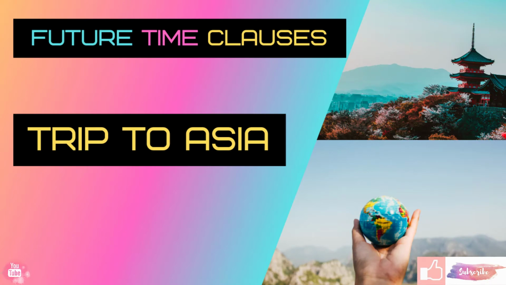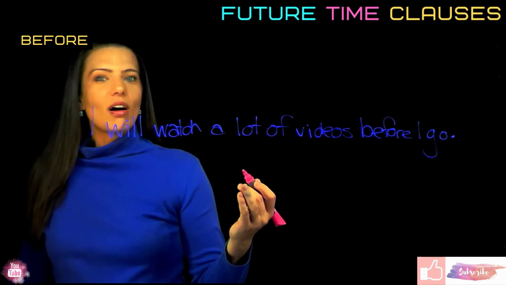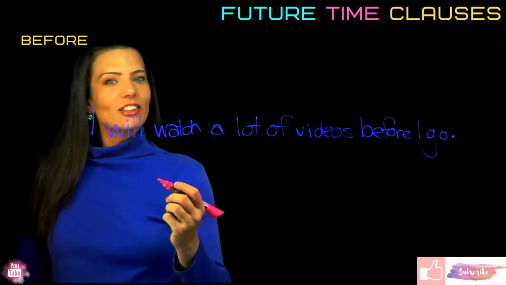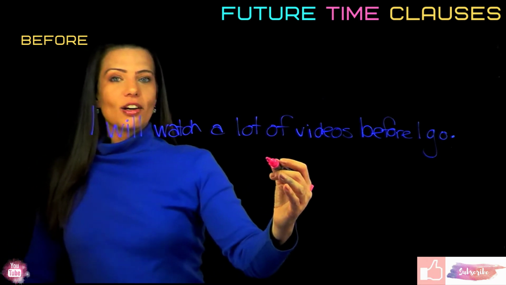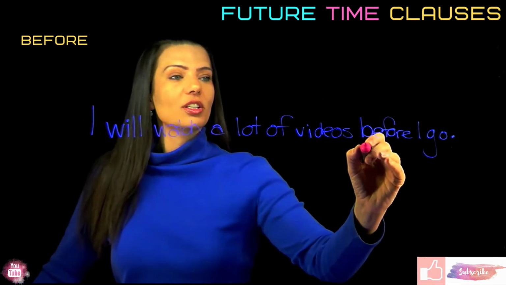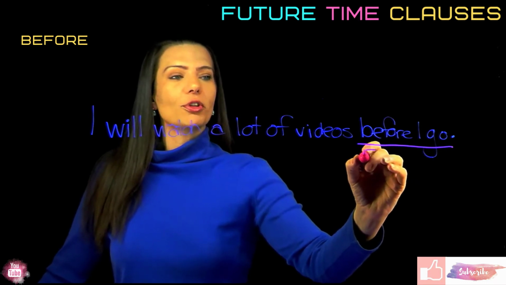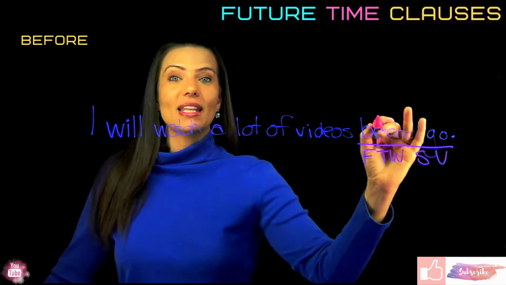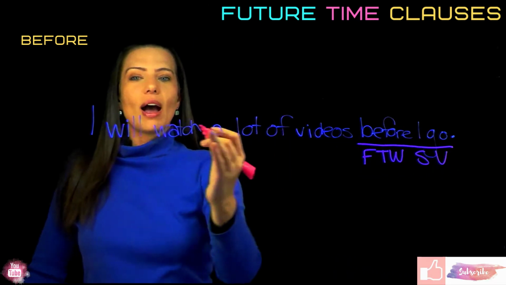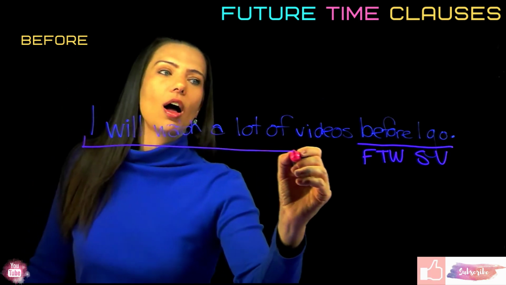Let's take a look at another future time clause that we could use. So in this case here, we also have a future time clause, but it looks a little bit different from the first example I showed you. In this case here, the future time clause is actually written at the very end of the sentence. So we have the future time word, we have the subject and the verb in the simple present. Now, at the beginning of this sentence, I'm starting with the main clause.